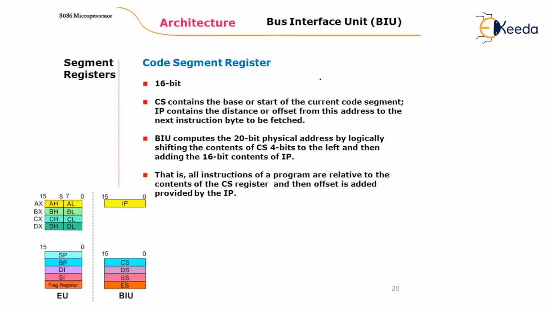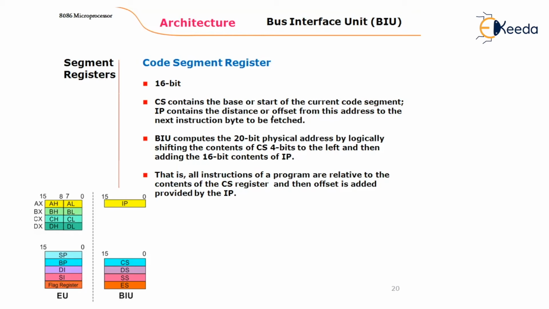Okay. Now, the code segment register is 16 bits. The code segment contains the base or the start of the current code segment. Okay, that's it. Nothing more about the code segment. Let us have a read. CS contains the base or starting address of the current code segment.